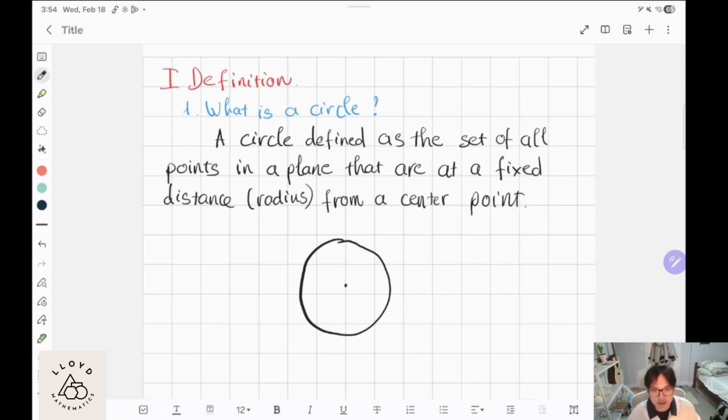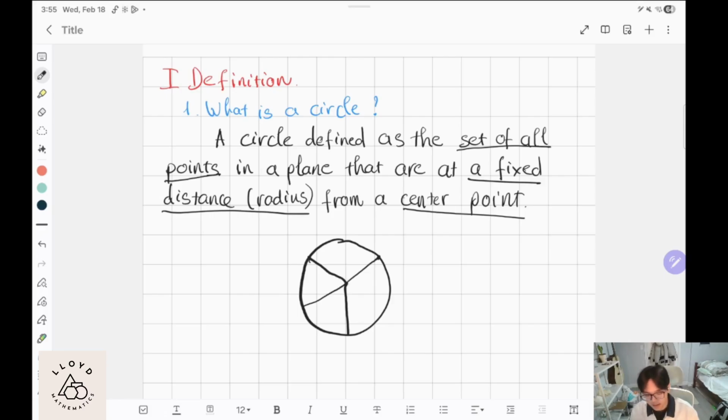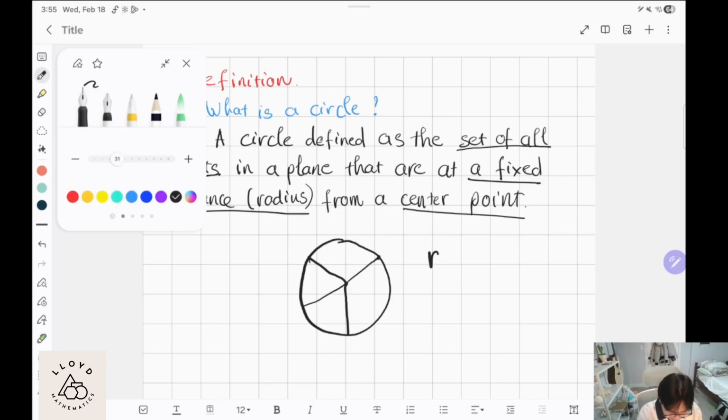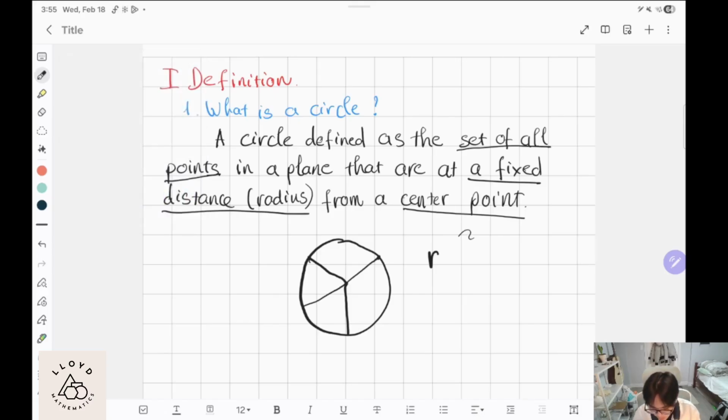The definition of a circle is the set of all points in the plane that are at a fixed distance from a center point. For example, the distance from this point to one of the points on the line of the circle is equal to this line, and also equal to this line, as well as this. Because these points are at a fixed distance from the center point, that distance is called the radius, which is r. We use r to stand for radius.